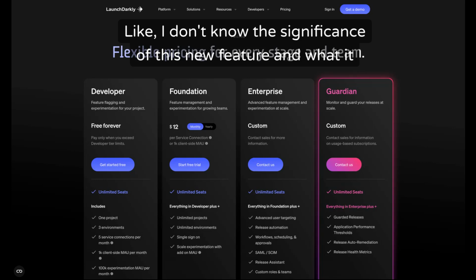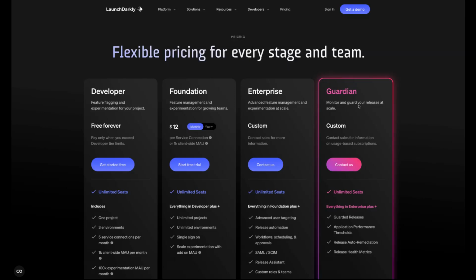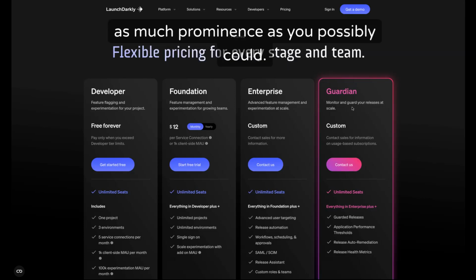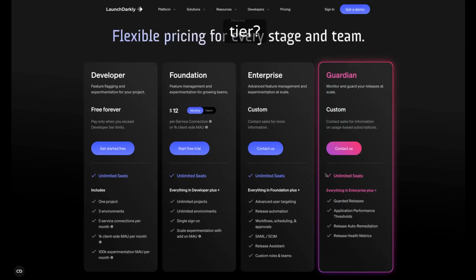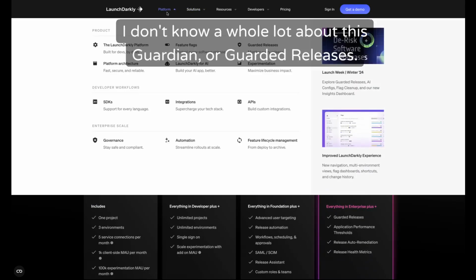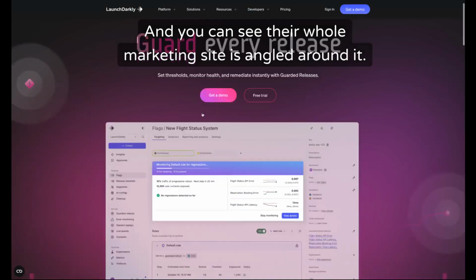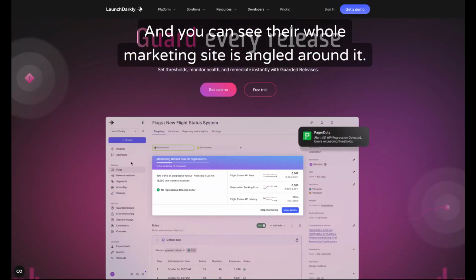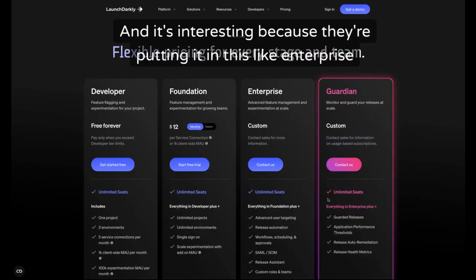I don't know the significance of this new feature and what it means for their go-to-market and their roadmap, but they're just giving it as much prominence as you possibly could. Do you view that as a feature or as a feature separated into its own tier? What's the right way to think about it? I don't know a whole lot about this Guardian or guarded releases. I think it's a product that launched relatively recently, and you can see their whole marketing site is angled around it. And it's interesting because they're putting it in this enterprise tier.